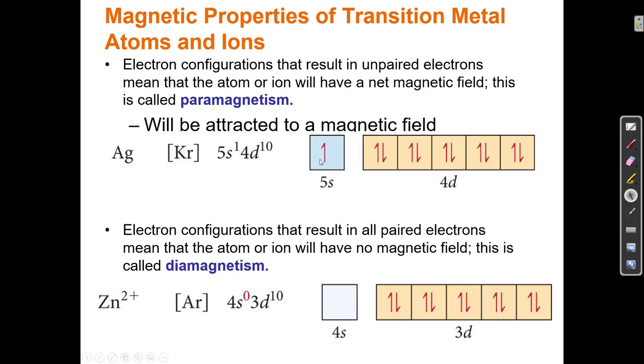Elements that are paramagnetic with unpaired electrons will be attracted to a magnetic field. So silver has an unpaired electron, it's paramagnetic. It will be attracted to a magnetic field. Zinc does not have any unpaired electrons, it's diamagnetic, it will not be attracted to a magnetic field. If silver plus loses this electron, then it will become diamagnetic, and silver plus is not attracted to a magnetic field. So we can determine whether an element is going to be attracted to a magnetic field by whether or not it has unpaired electrons in its orbital diagram.